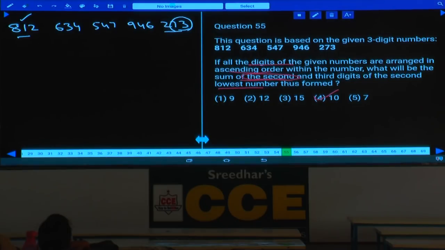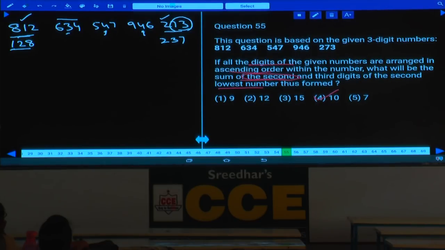We have checked the least digit among the given numbers. In 812, 1 is the least, so as the digits are arranged in ascending order, this number will be 128. In 634, 3 is the least and comes to the first place, so that number will be 346. In 547, 4 is the least, so that number will be 457. In 946, again 4 is the least, so this will be 469. In 273, 2 is the least, so this will be 237. The lowest number is 128, and the second lowest number will be 237.